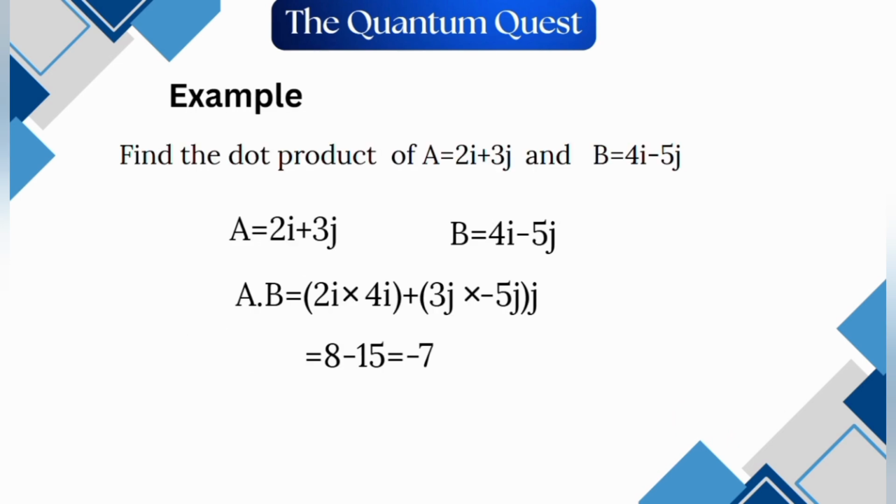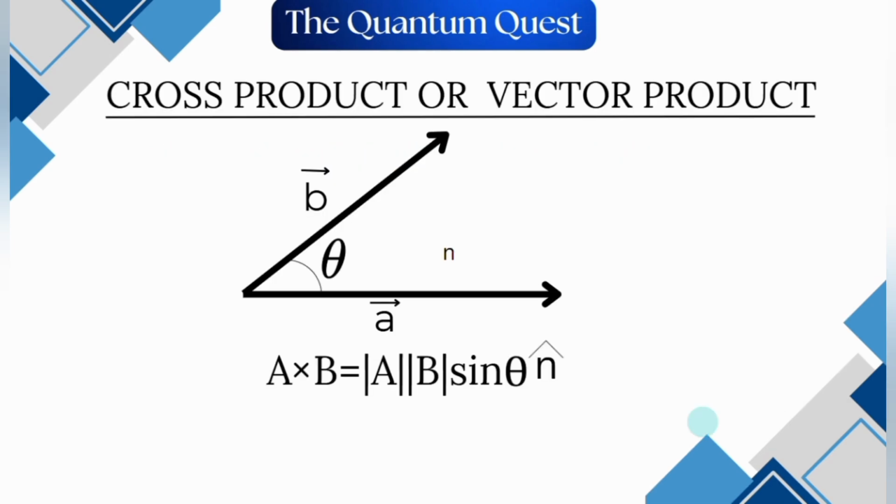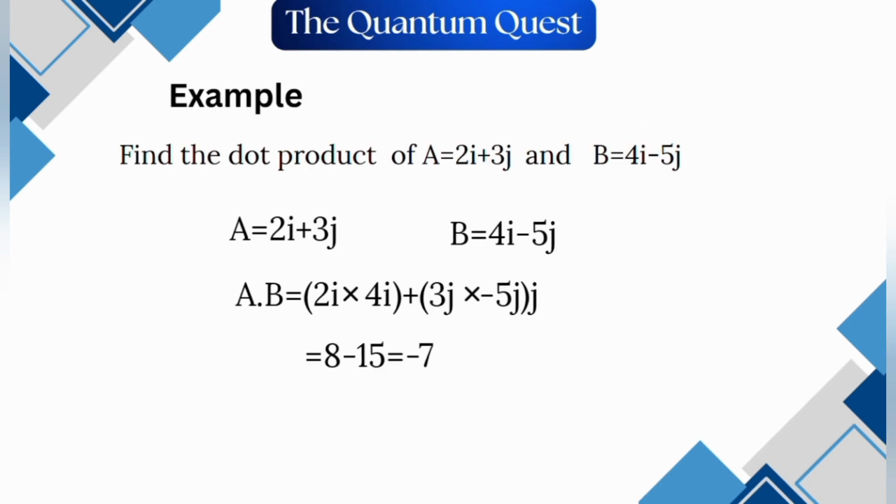Let's do an example. Find the dot product of A equal 2i plus 3j and B equal 4i minus 5j. So, to find the dot product, multiply i components of the vectors and j components of the vectors and add them. Then we get 2i into 4i plus 3j into minus 5j equals 8 minus 15 equals minus 7. The answer is minus 7 and this is a scalar quantity. In this way, we can find the dot product.